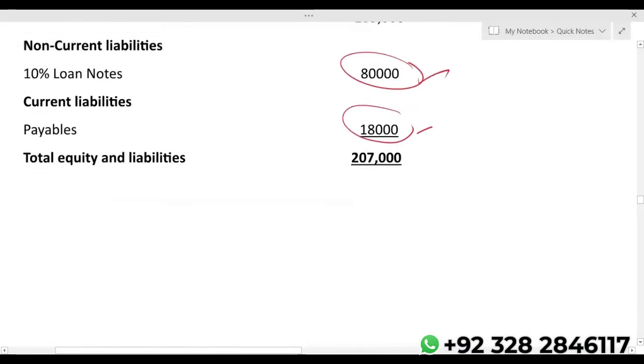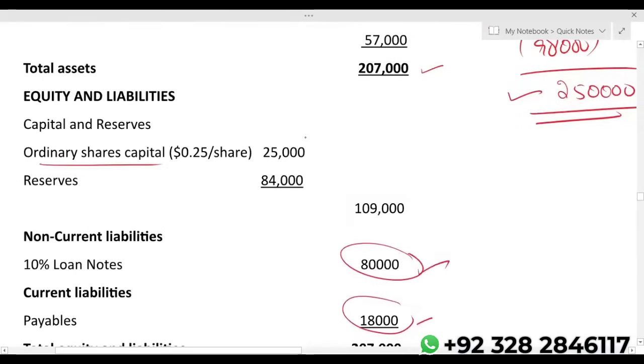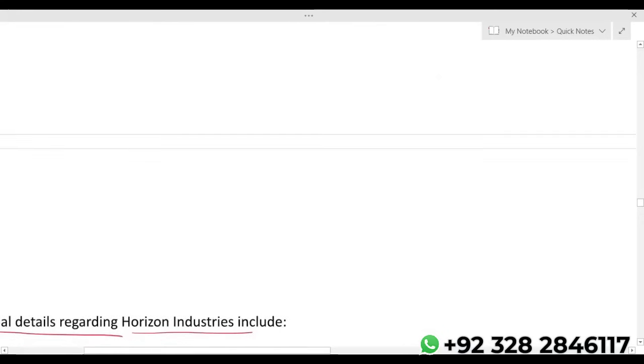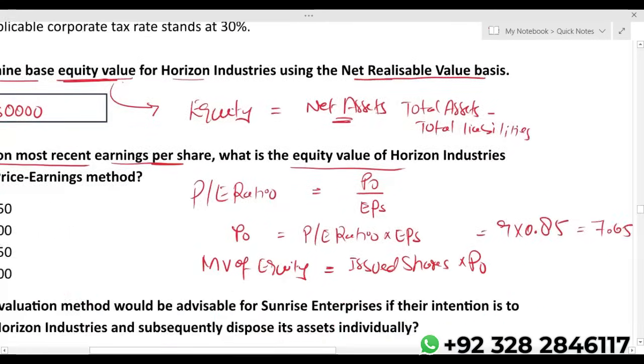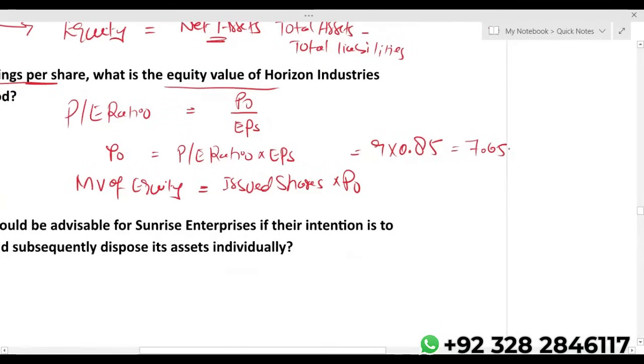Okay. Ordinary share capital is 25,000 divided by par value, which is 0.25. So let's see the number of shares. 100,000. Ordinary share capital divided by par value gives you the number of issued shares. They are 1 lakh. And P naught we have calculated, which is 7.65. So market value of equity is simply 100,000 issued shares by the current share price of 7.65. It becomes 7,65,000.